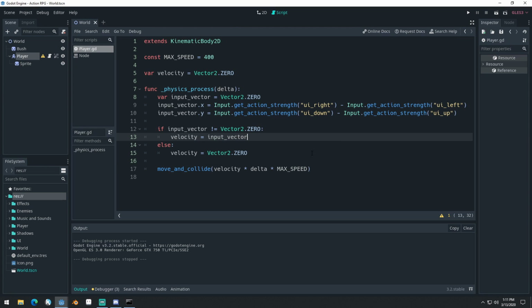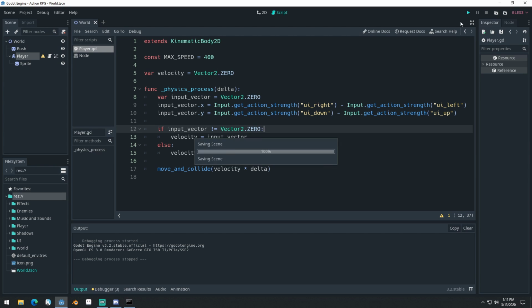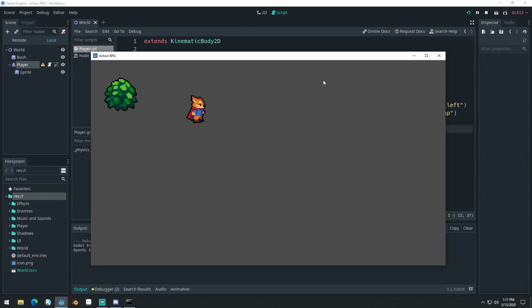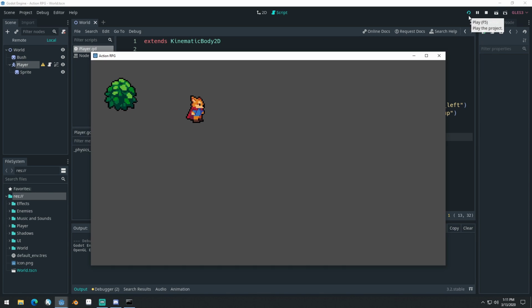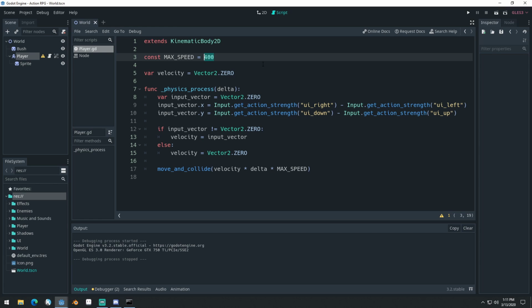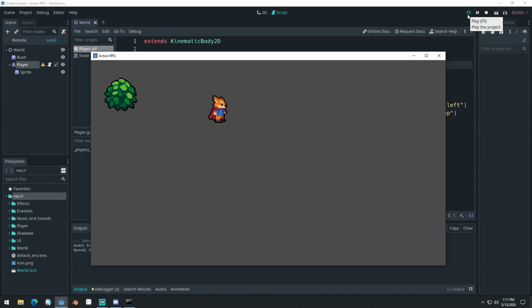The reason we have to multiply it by max speed is because if we just multiply it by delta, then our velocity is going to be way too slow. We're barely even moving on the screen. So we multiply it by our max speed. Here we go. When we run the game, now we're moving. 400 is clearly too fast, so let's set this to maybe 100 and see how this goes. Okay, that's a much better speed.